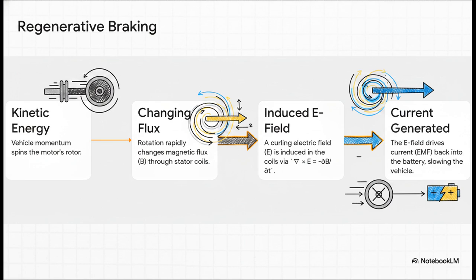That changing magnetic field induces a curling electric field in the coils, and that E field is what drives a huge current backwards into the battery or the grid. It recharges the system and, at the same time, creates the braking force that slows the vehicle down. That's Faraday's law in action, pure and simple.